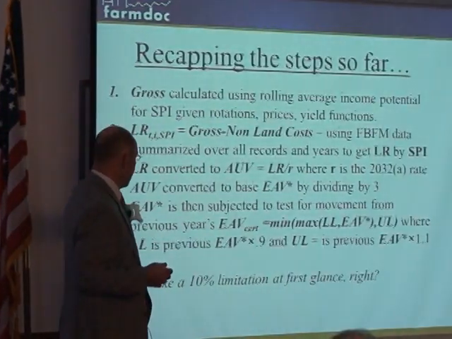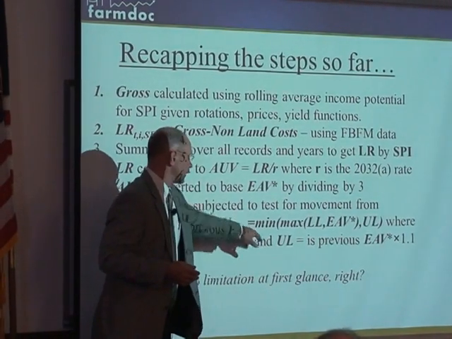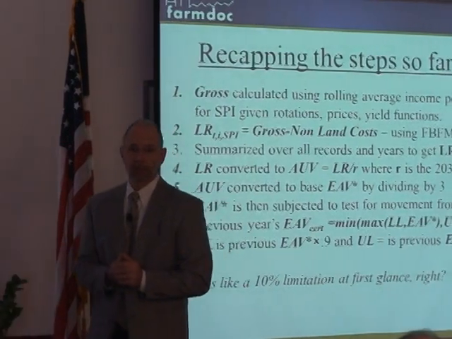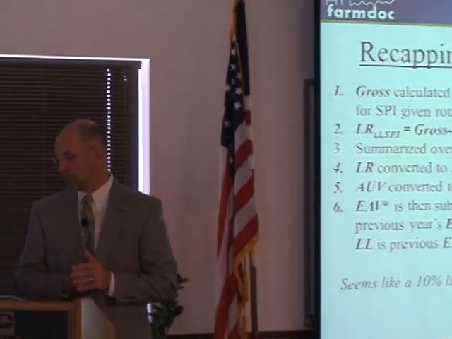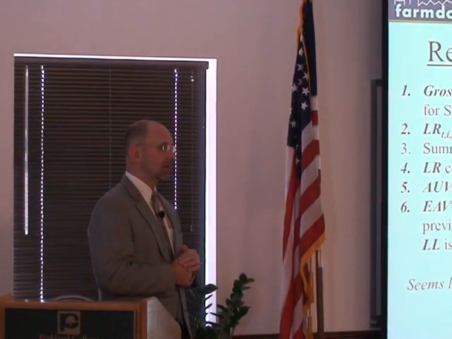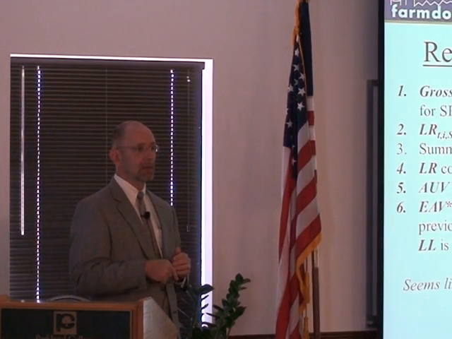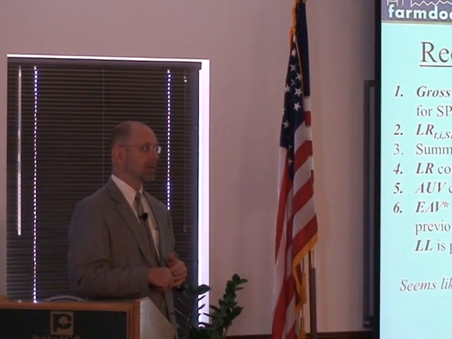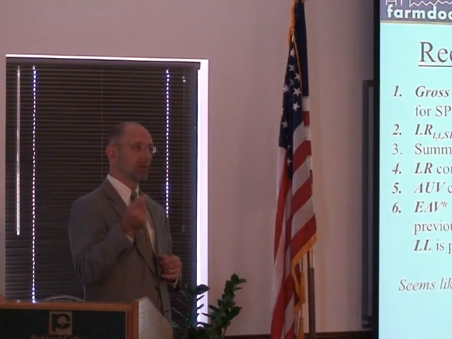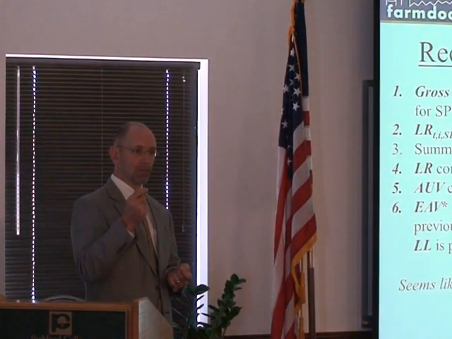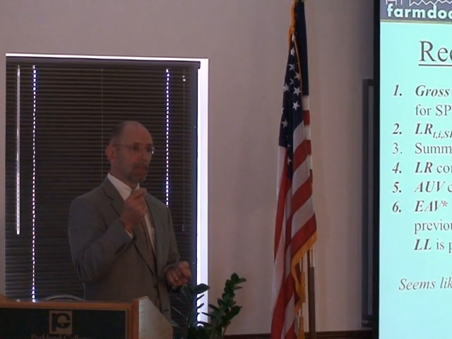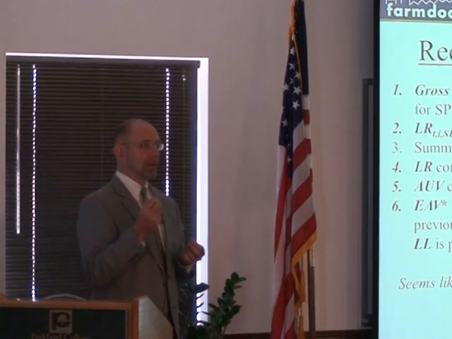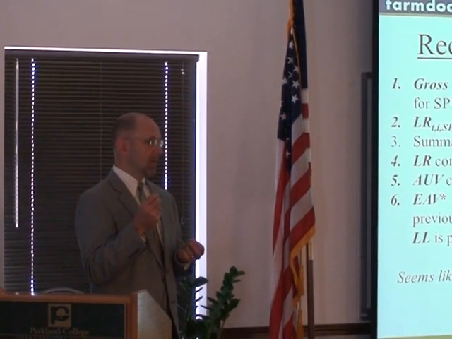So what you get out is this calculation, and it looks scarier than it is. It says the most you can get is a 10% increase, the lowest you can get is a 10% decrease, where those limits are calculated as 90% and 110% of the previous year's value. Okay? That seems like a 10% channel, doesn't it?